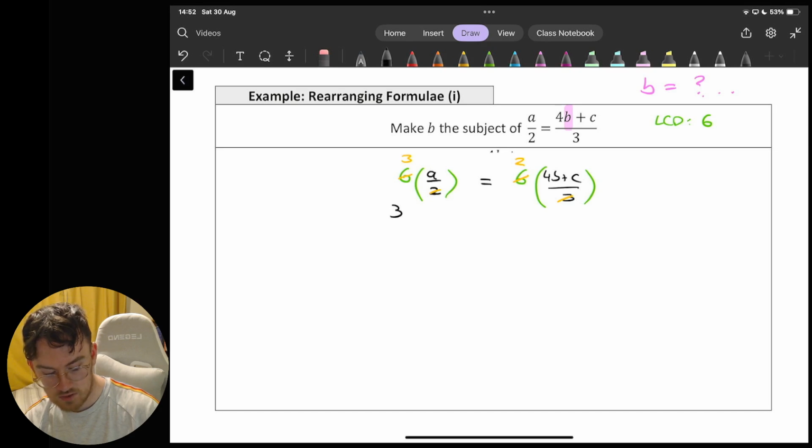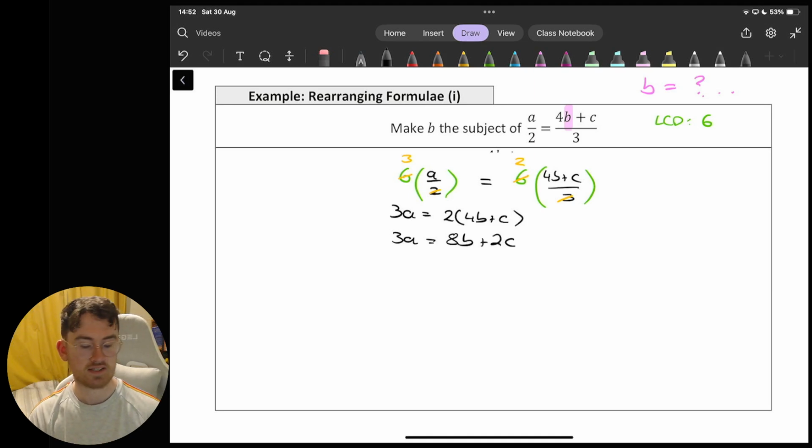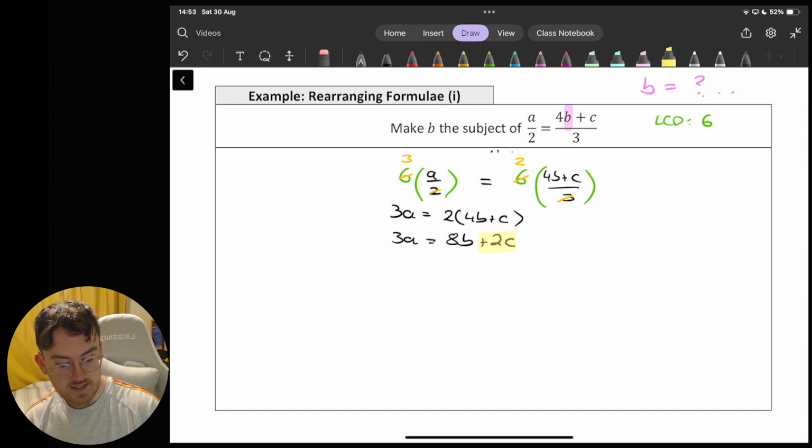I know I'm flying through this, but I suppose this isn't the focus of what we're looking at here. 4b plus c. So 3a is 8b plus 2c. Now we may end up with that 2 coming back to the a again. We'll worry about it later. So we've gone some way to remove something that is involved with the b there. We've removed the 3, the fraction no longer is there. The next thing that I would say is furthest away from the b now is the 2c.